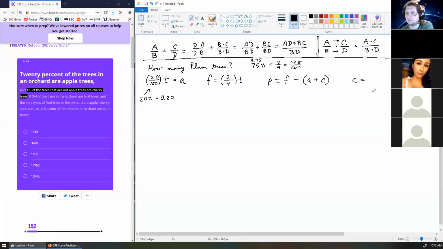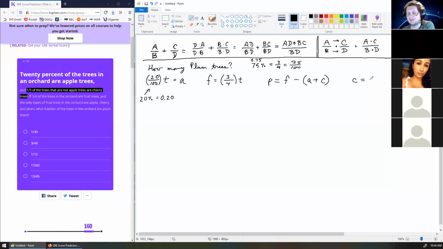So the trees that are not apple trees is 80 out of 100, and then a third of those are cherry. So it's a third of 80, which is not a round number, but okay, let me see. Does that make sense? So let's see. So a third of the trees. Can you say that one more time?